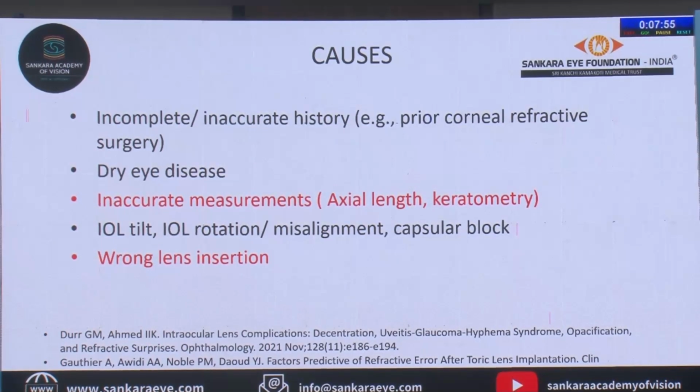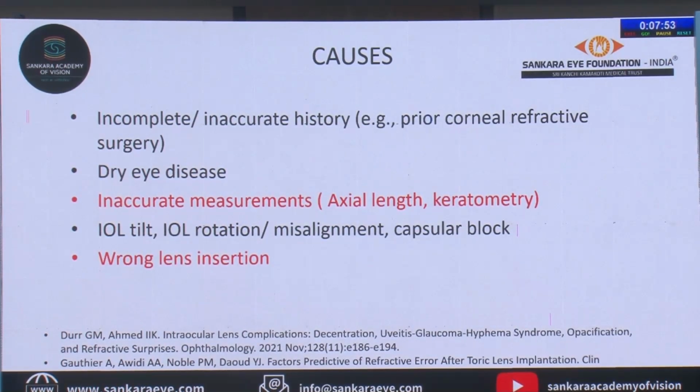And what are the causes? With the advent of the newer technologies, the inaccurate measurements have slightly come down. So as Dr. Ellen said, dry eye disease, sometimes you are not in the bag, one in sulcus, that is misalignment, capsular blockage, wrong lens insertion, especially in centers like us where you do high volumes, and it's more often than not becoming common.